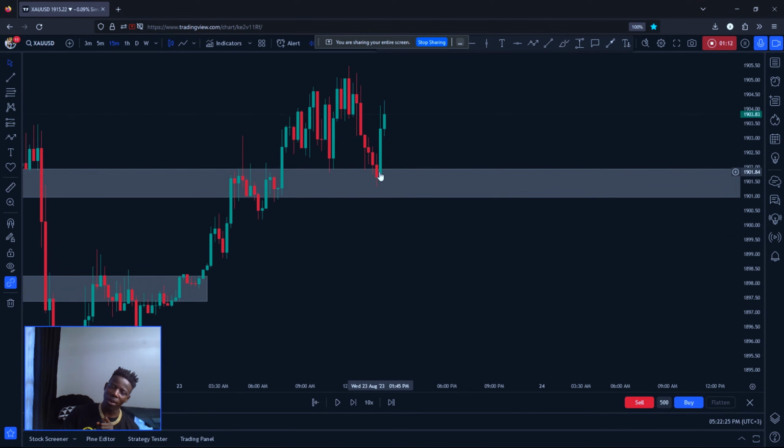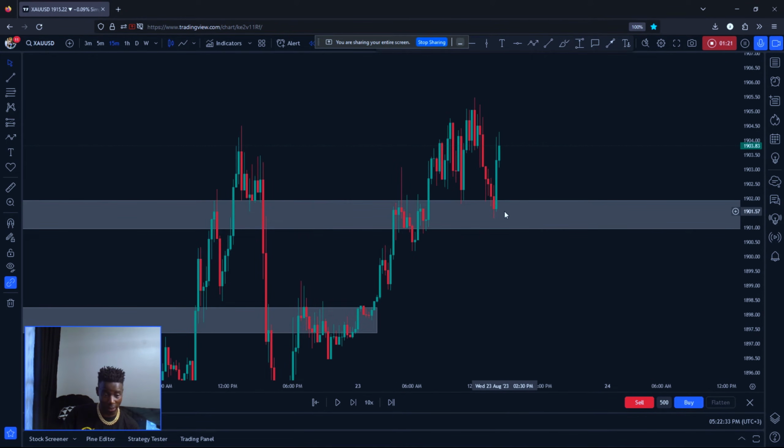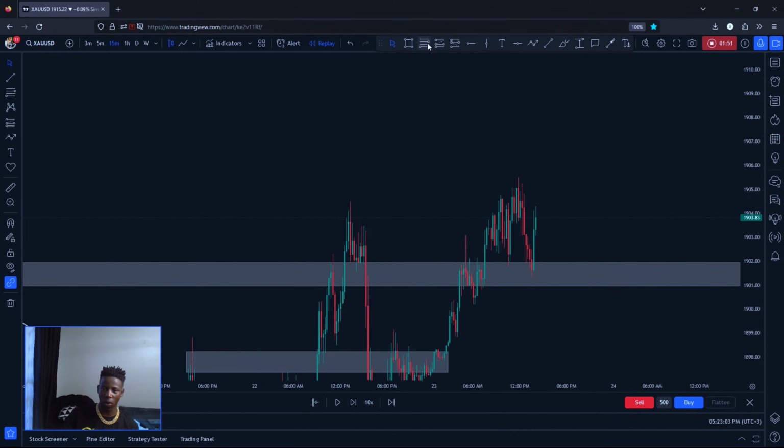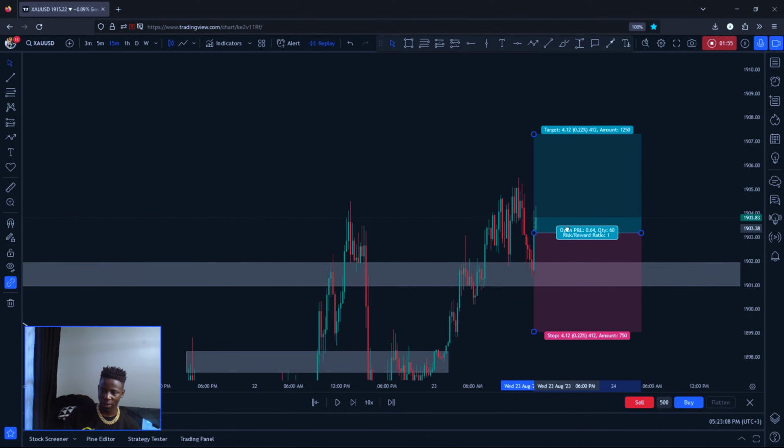Are you seeing that? Boom. After retesting at the support, they gave us the confirmation, which is a bullish engulfing. I like it. At the support, I just go all in. This is where I get to look for buys. Stop loss down here.